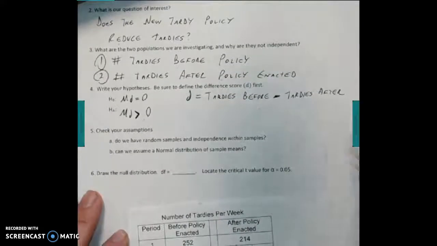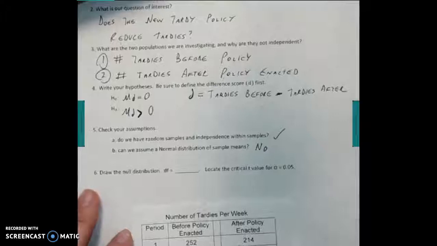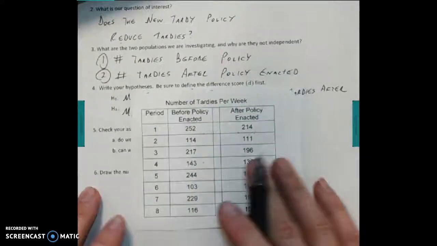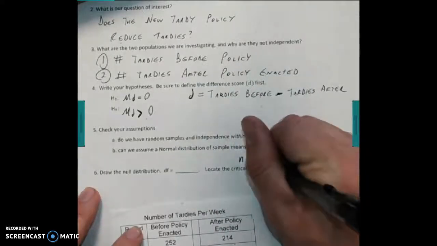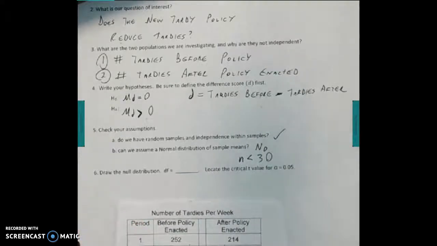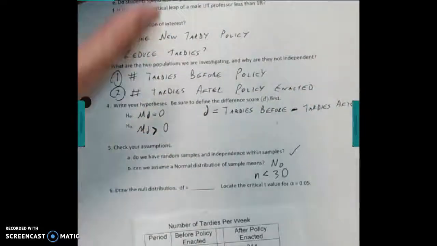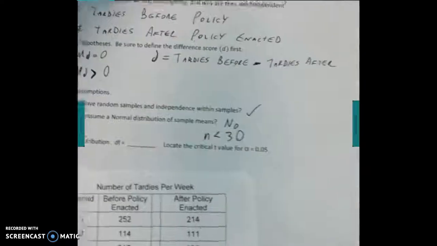We can assume random samples and independence, but I cannot assume normality. The reason why? I've only got a sample of 8 here. My sample size is less than 30. Now, that's not a big deal when I write my conclusion. That's just something I might want to address. But it's not enough for me to say, okay, I can't do this analysis. It's just something to be aware of.